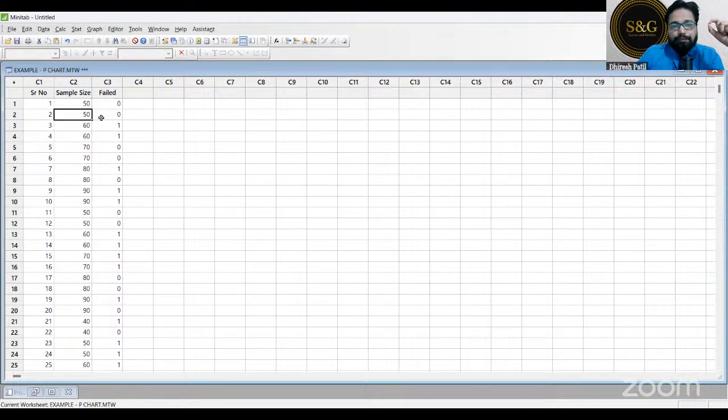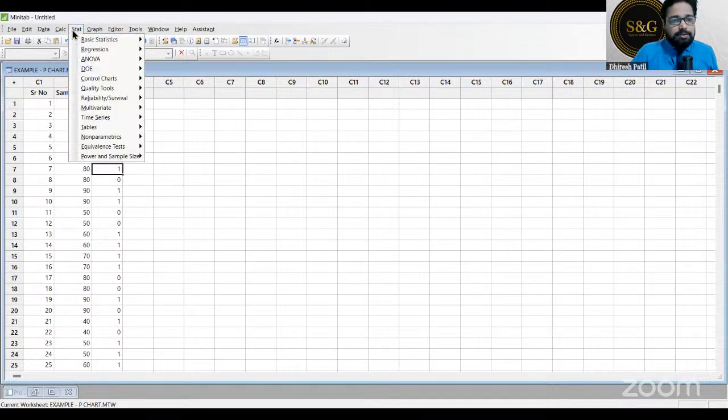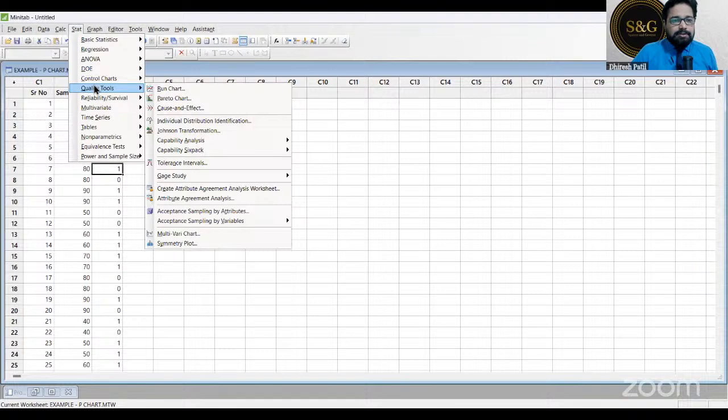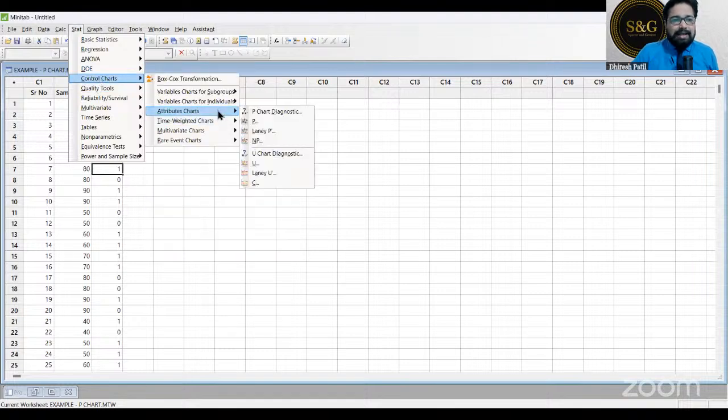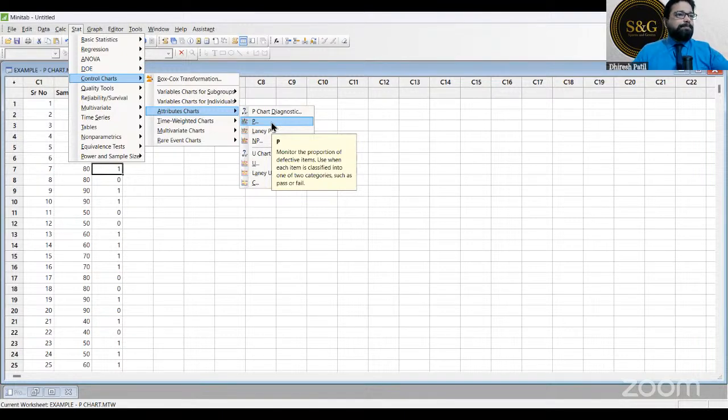In 50 students, 0 failed. The second also 50 students, 0 failed. In the third class, 60 students were there and 1 student failed. Again, in the 7th class, 80 students were there. So this is the data of how many students are there. Because the sample size is varying, we are going for the P chart. The same process: stat, control charts, attribute charts, and P chart.